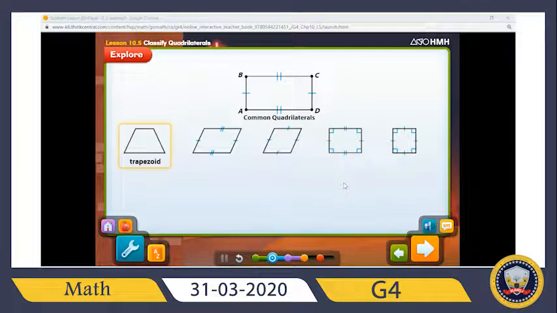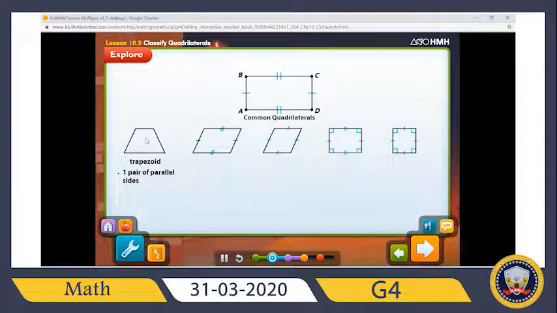Okay, let's talk about quadrilaterals. What does it mean? Quadrilaterals have 4 sides and 4 angles, and some of them have specific names. Actually, all these shapes are examples of quadrilaterals. Quadrilateral is the general name for them, but we can give some specific names to quadrilaterals. We will start with trapezoid. Right now we will learn their properties.